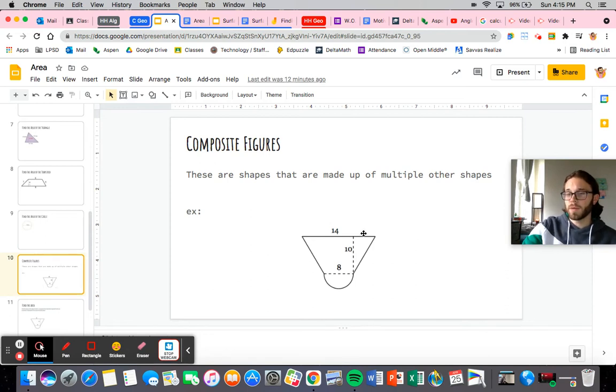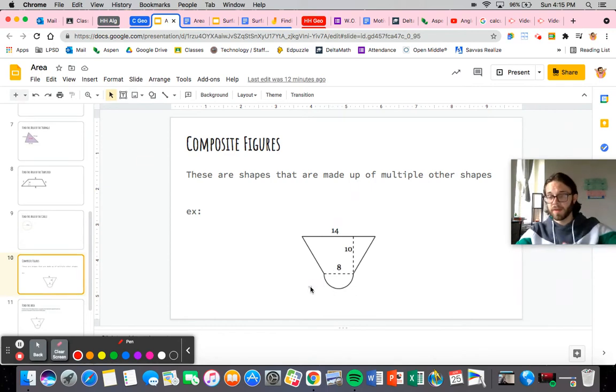So there's a couple things you could break this into, right? Here you have a trapezoid and half of a circle. Alternatively, you can break it up into a rectangle and some triangles and a circle. But ultimately, you know the different area formulas for parts of these. So what you're going to do is add them together.